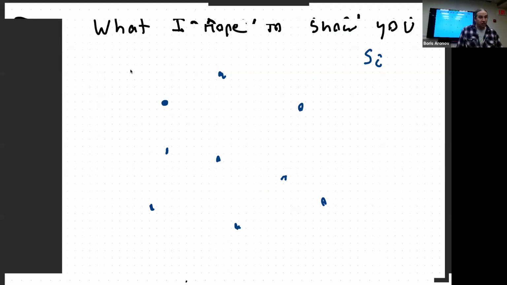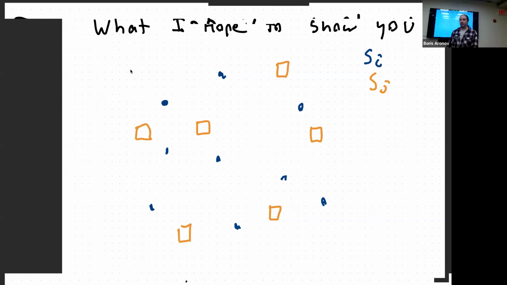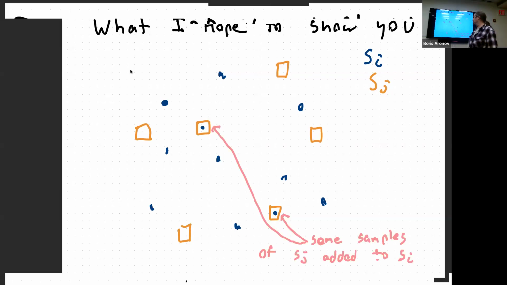So let me get to this incredible geometric fact, just stunning. Suppose you have two sets of points, call them SI and SJ. And suppose that you take some points from SJ and you add them to SI. Again, we're doing this sampling method. The idea is you add some samples and somehow this helps you. How we sample will be later. So SI and SJ are no longer disjoint. There are some things in both SI and SJ.